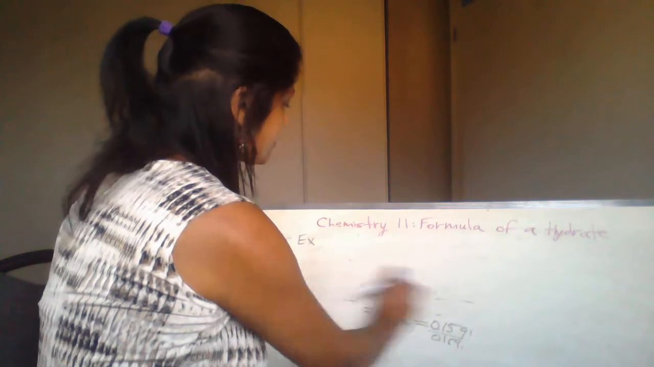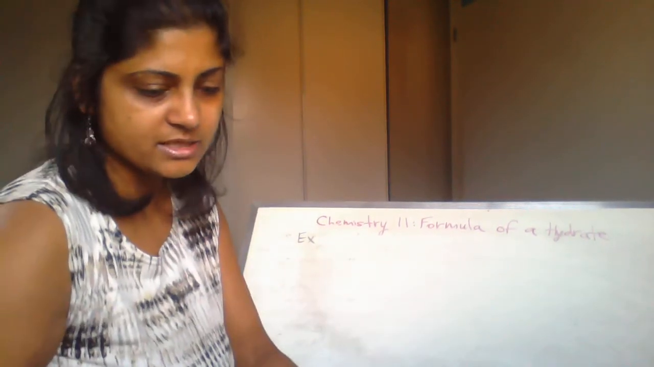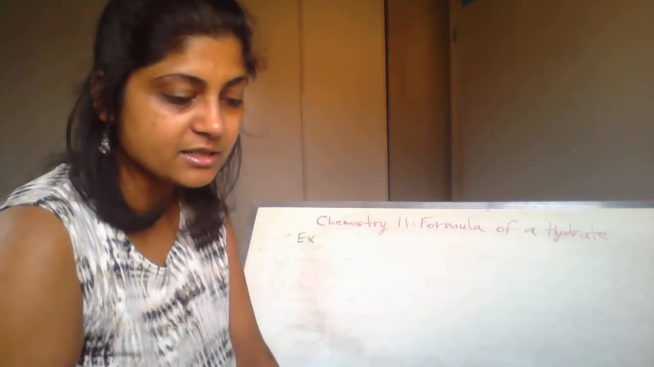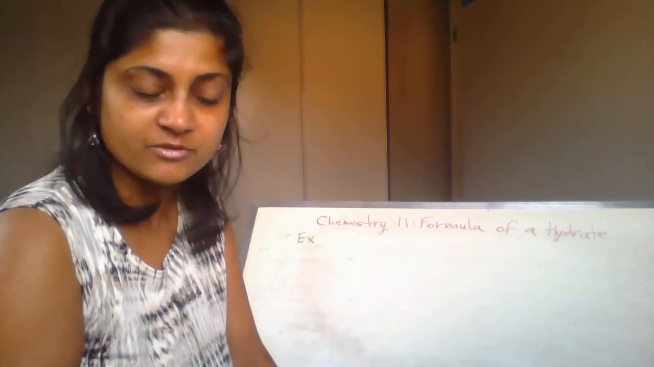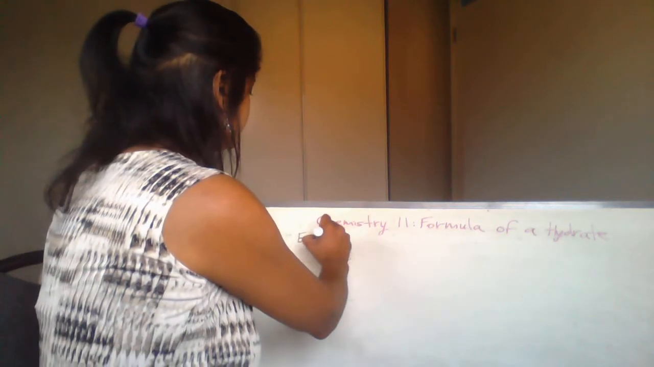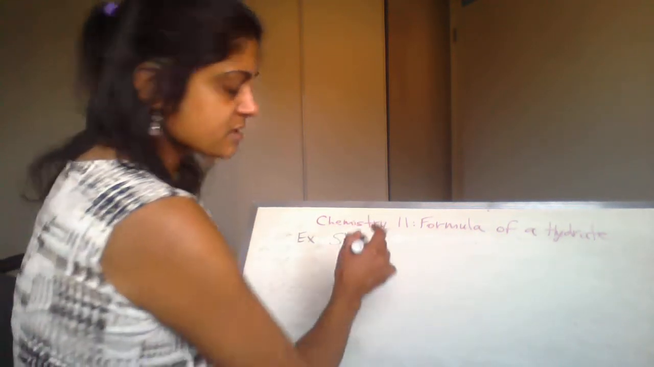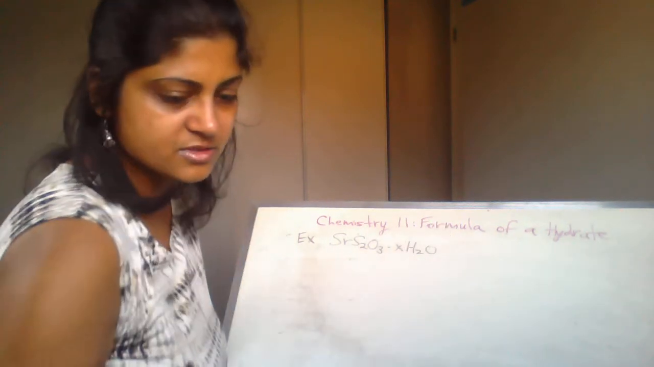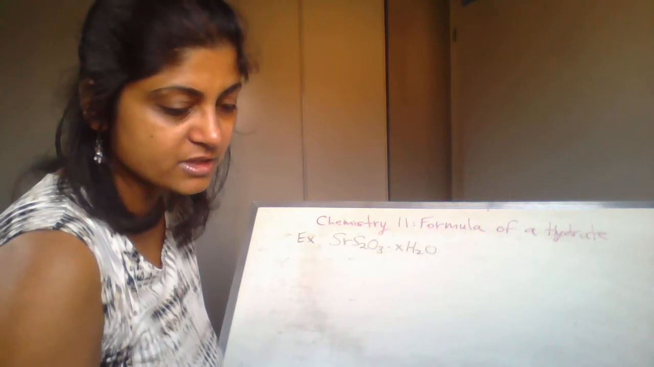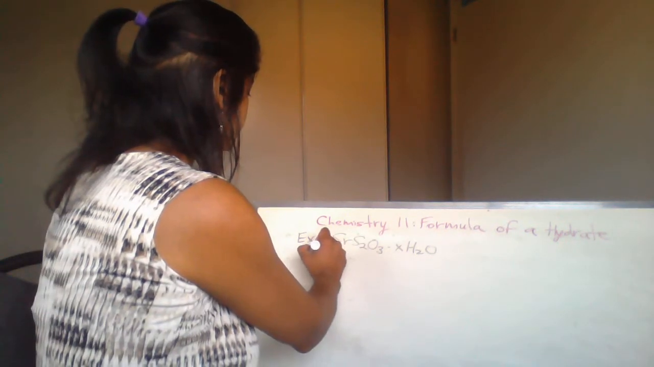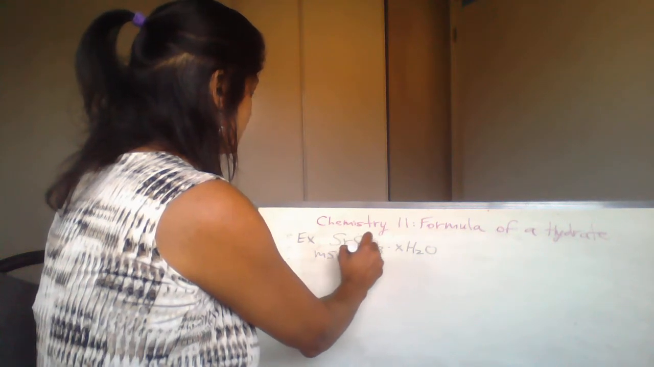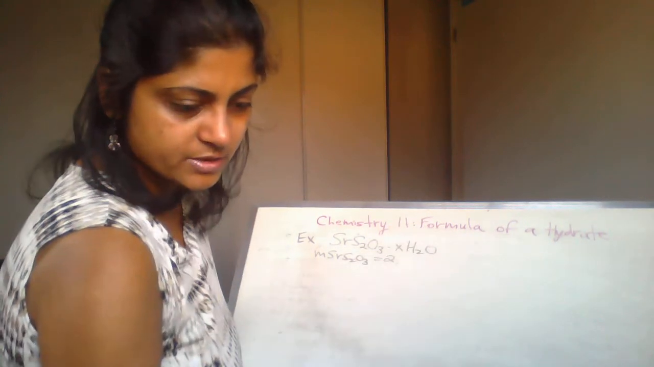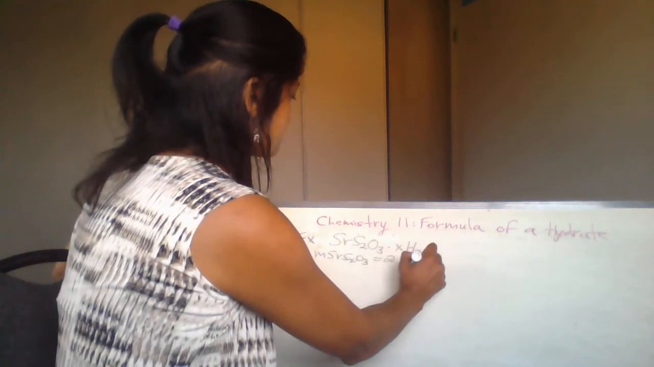So I'm going to take this off, and let's try an example that's similar to this. Again, I'm going to just read it out loud. You have a 3.34 gram sample of a hydrate that has the formula strontium S2O3 times X number of water molecules, and it contains 2.30 grams of strontium S2O3.